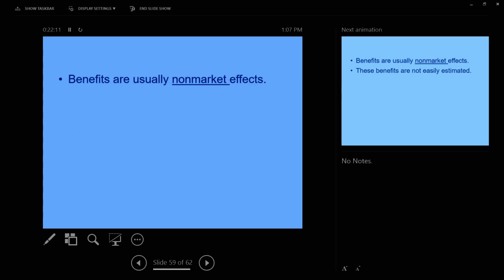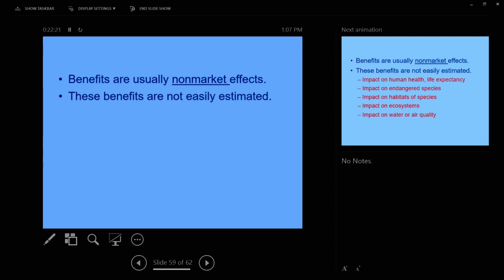Benefits are usually non-market effects, and so benefits sometimes are harder to deal with. I can estimate costs, but often benefits are hard to measure. And so I need to somehow estimate them. So benefits are often non-market effects, meaning benefits are not easily estimated. So here are some examples.